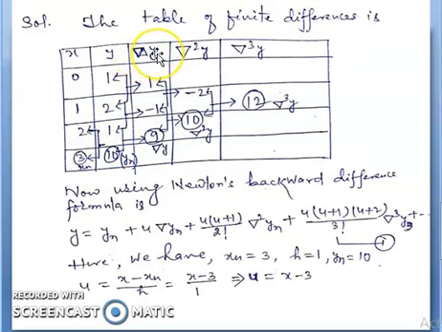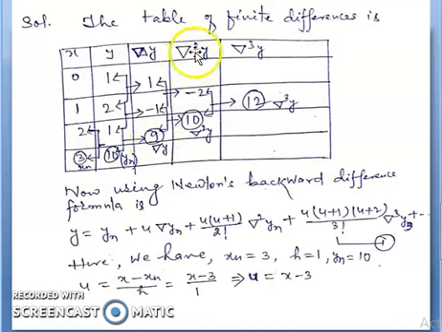So first we will find del y. The process of finding del y is that we take the difference of the y values, that is 2 minus 1, and put it in the middle. Similarly, the process is 1 minus 2, that is minus 1. 10 minus 1, that is 9.